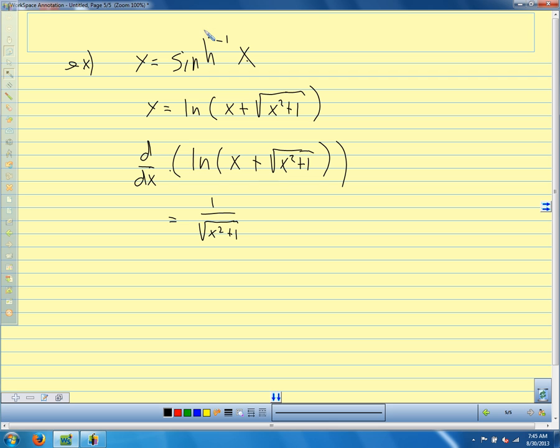I'm trying to decide what I want to do here. Let me do one example of evaluating an integral using inverse hyperbolic trig functions, and then if we have time, we'll talk about the tractrix. If not, we'll talk about it in just a second. So, questions?